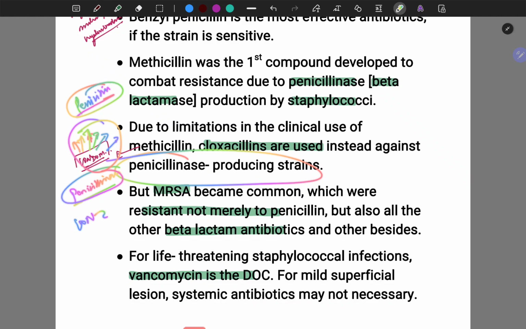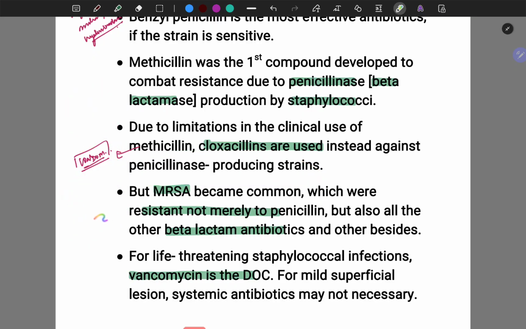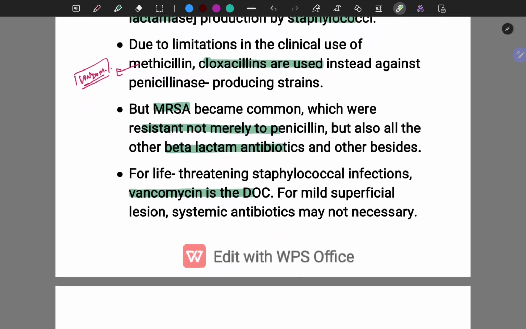The mnemonic is CLOXDAM: cloxacillin, oxacillin, ampicillin, dicloxacillin, and methicillin. Okay, and now I want you to remember the drugs that are effective against MRSA beyond vancomycin.